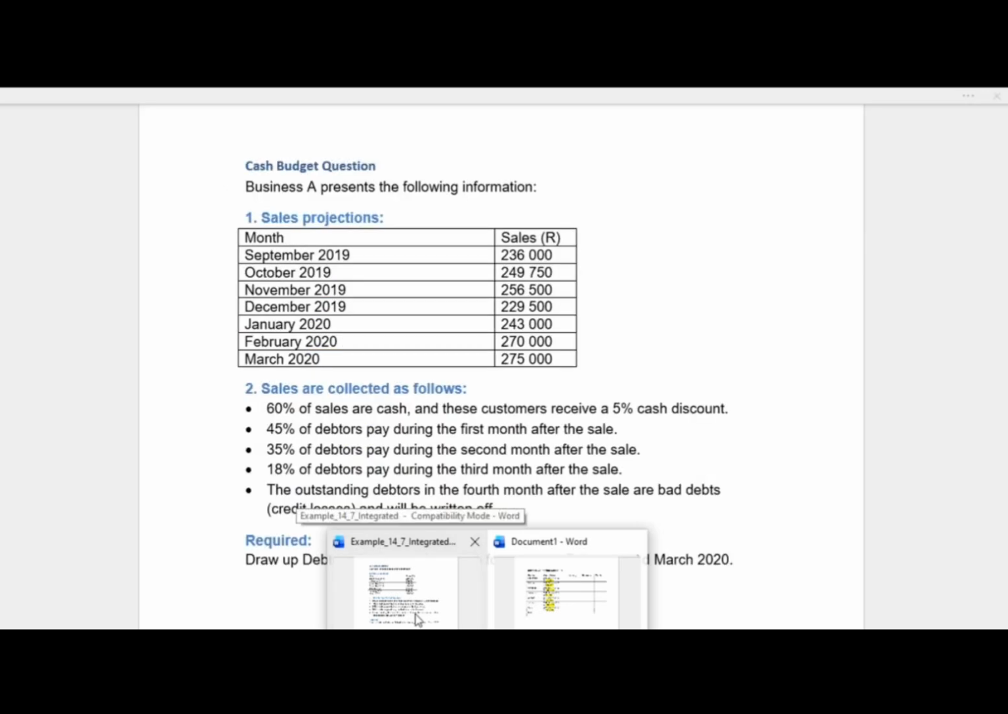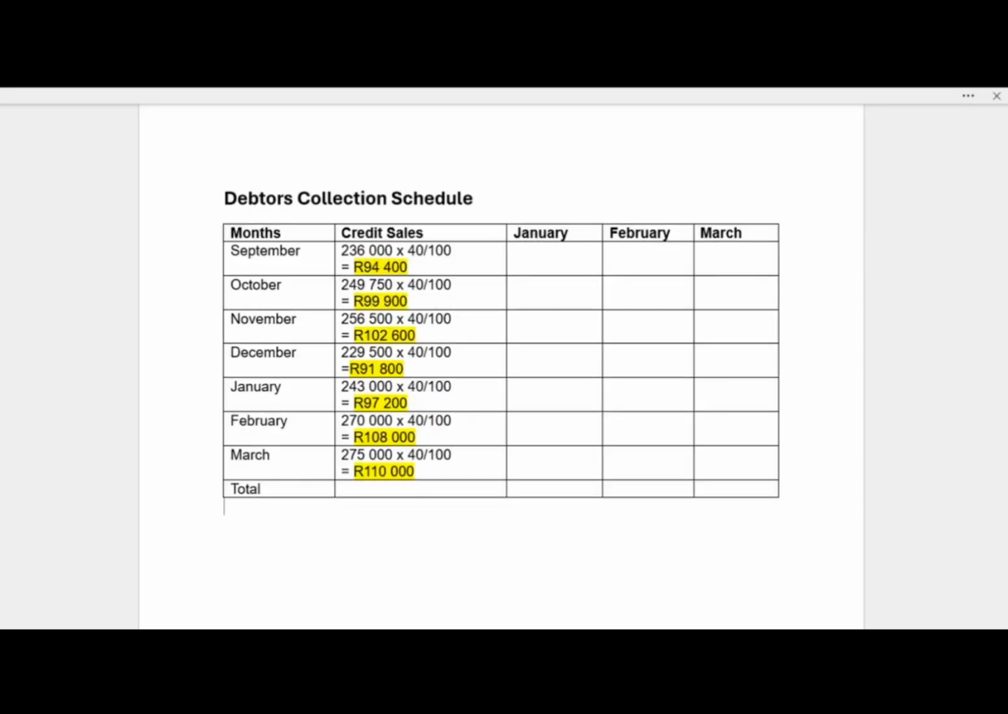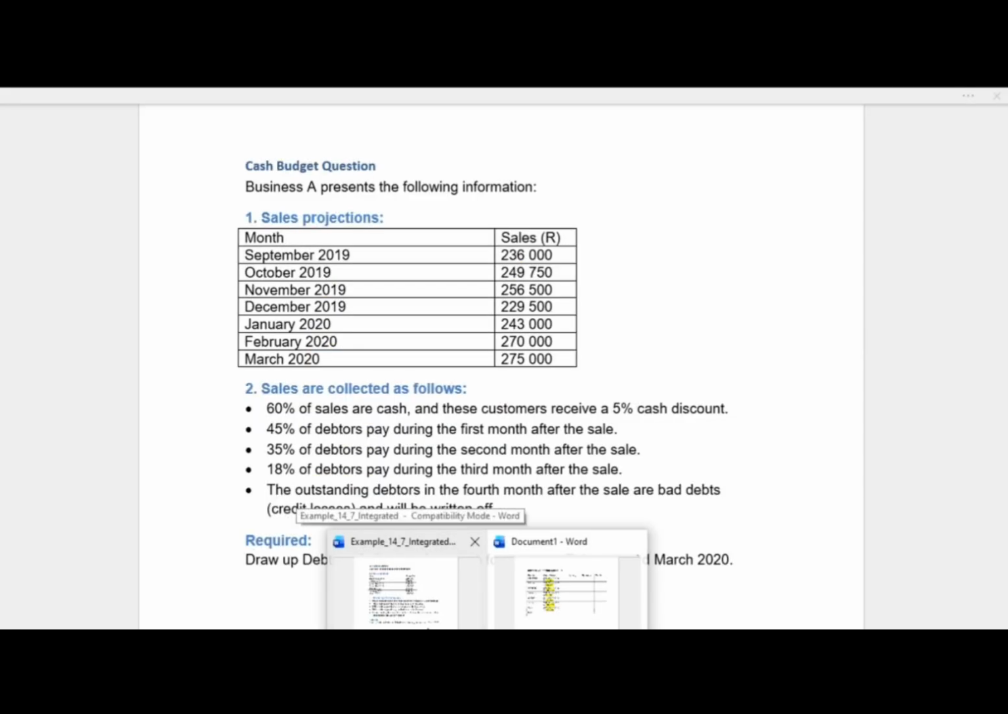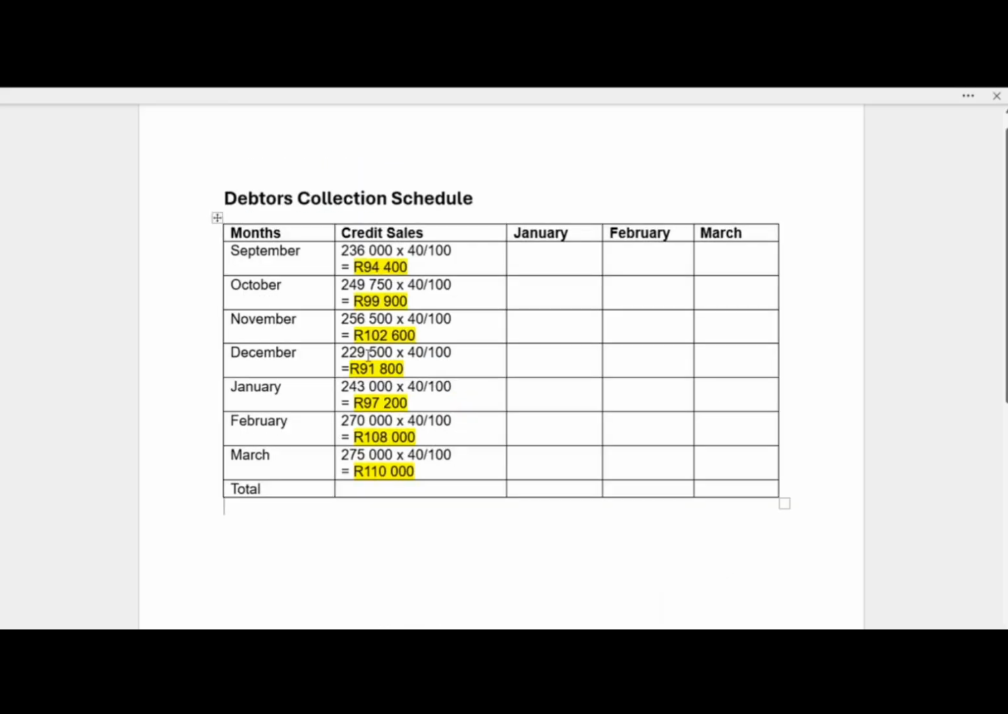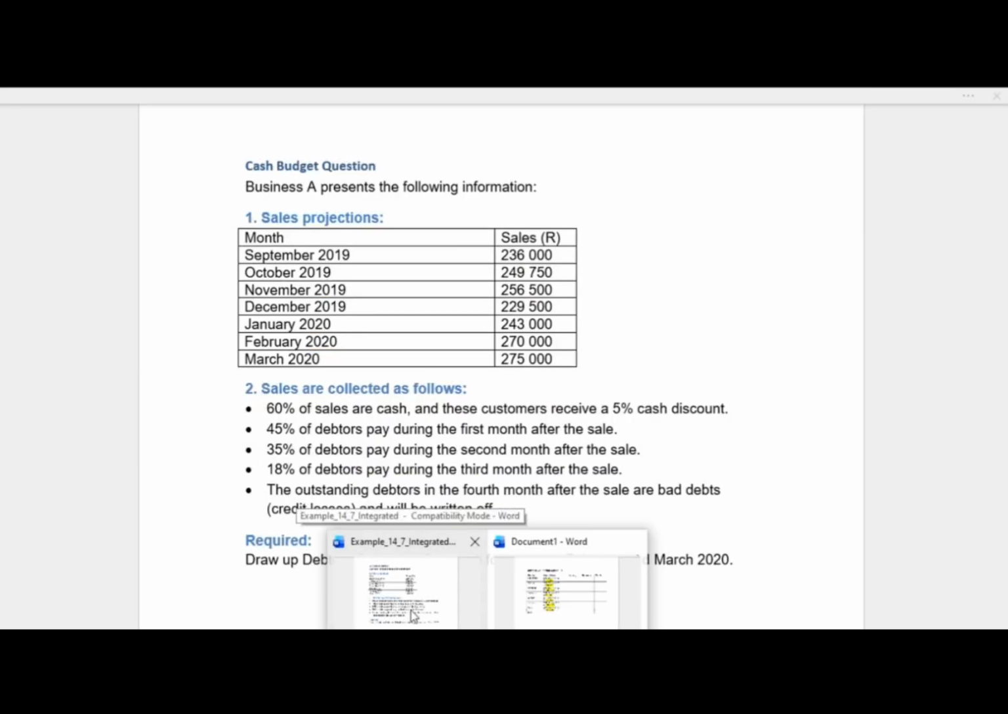And then again, number 2, right there, it says 35% of debtors pay during the second month after the sale. Meaning, if you are still in September, you are going to collect 35% of what is being owed in September. All right. And then in December, you are only going to collect what? 18% right there, because they say 18% of debtors pay during the third month after the sale.